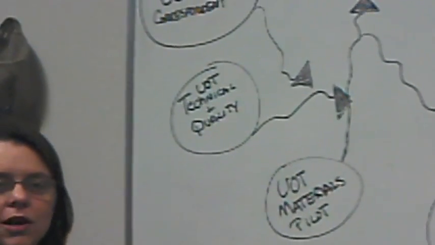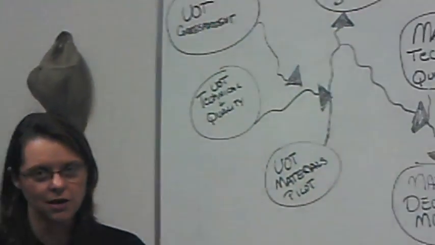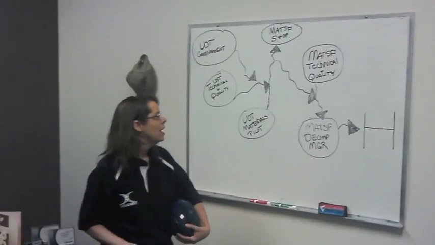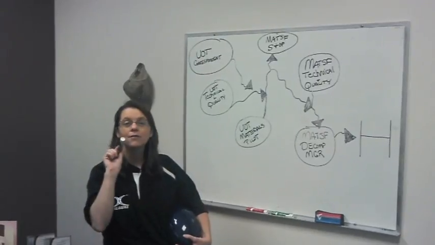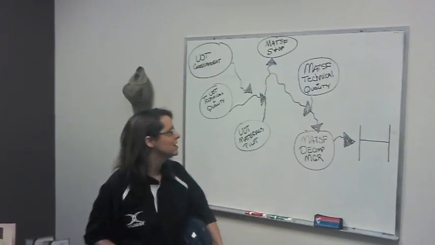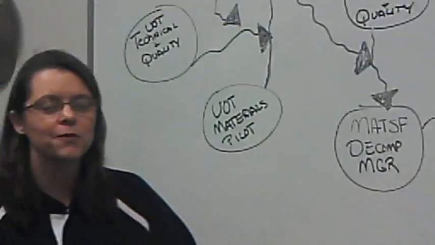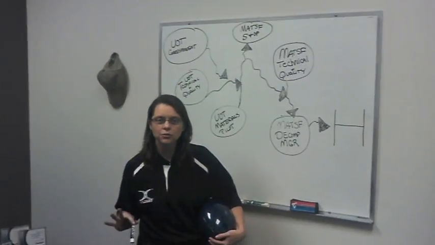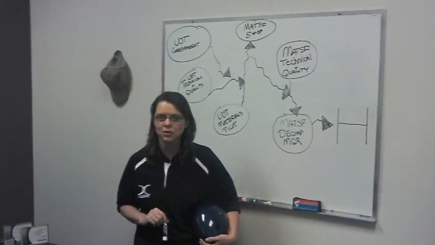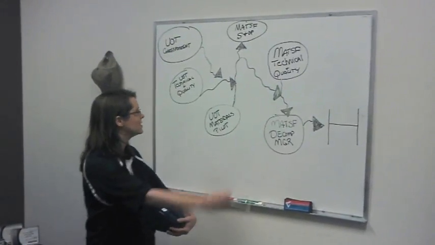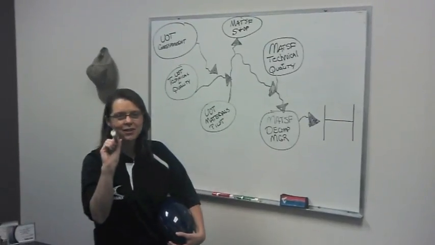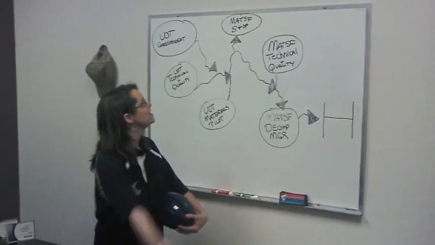UOT technical quality representatives are responsible for making sure we have the right bill of materials for our tires, so we know what goes into them. Now they've got the ball and they're going to hand that ball off and it's going to go backwards, never forwards, off to the next team member who is the UOT materials pilot. The UOT materials pilot is responsible for making sure that we know all the evolutions, the changes in our semi-finished materials. The UOT materials pilot is going to pass it, you're right, backwards, never forwards. It's going to go to the MATSF S&OP technical planner.